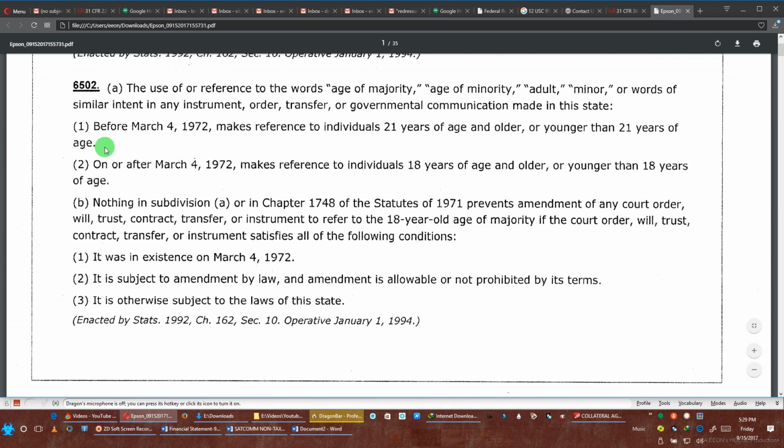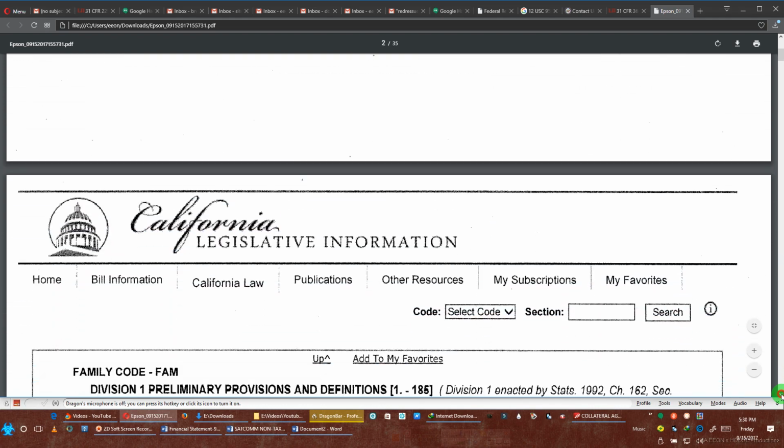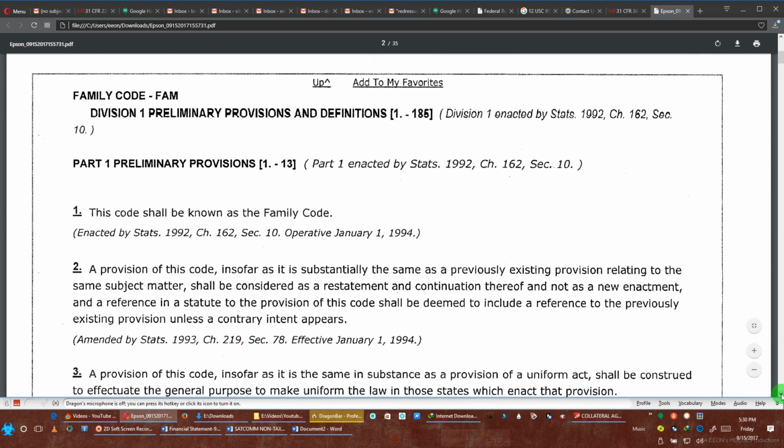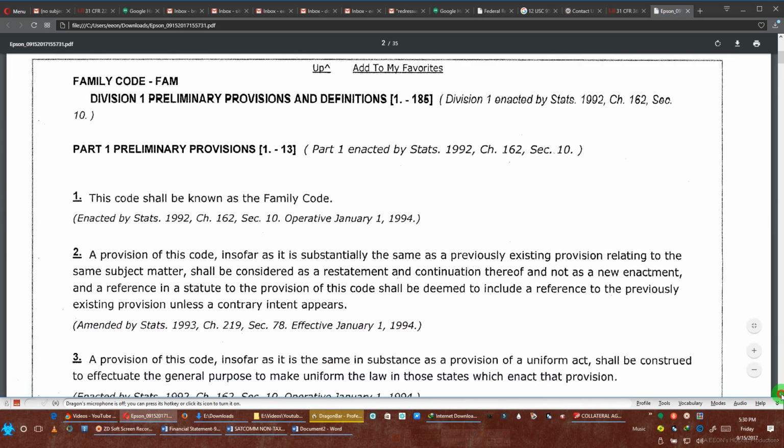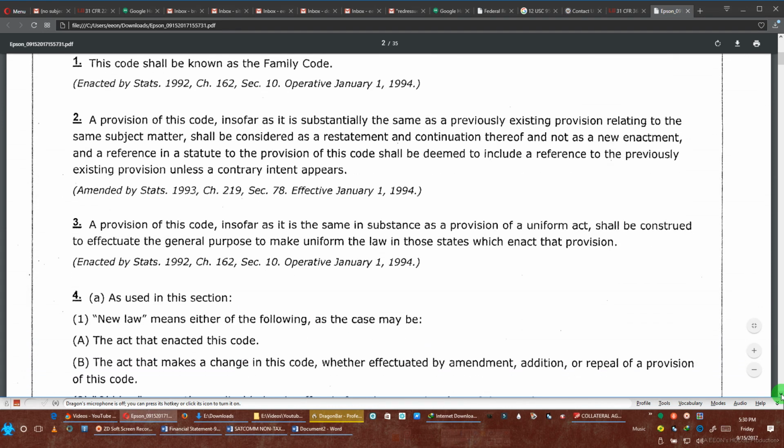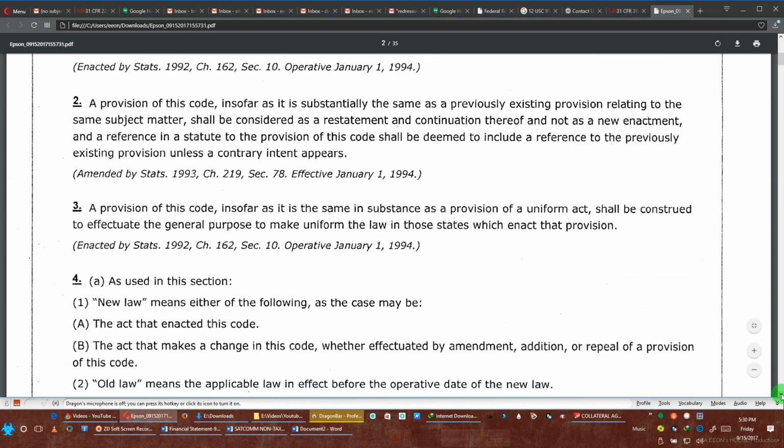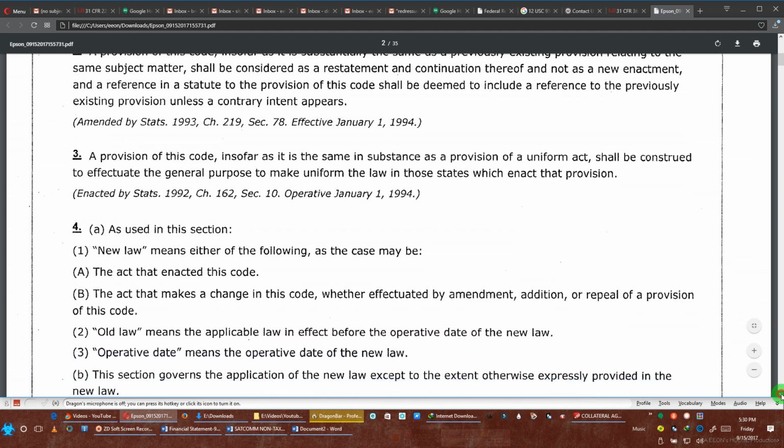They're sending me this to let me know that all that other stuff I'm talking about isn't necessary. The use or reference of the words age of majority, age of minority, adult, minor, and words of similar intent in any instrument, order, transfer, or governmental communication made in this state before and so on. This is the new law that they changed regarding the age of majority. I'm aware of that. So look, they did research for me. Now I can't even be mad at them. This is the code known as the family code, the code that deals primarily with minors and the age of majority.